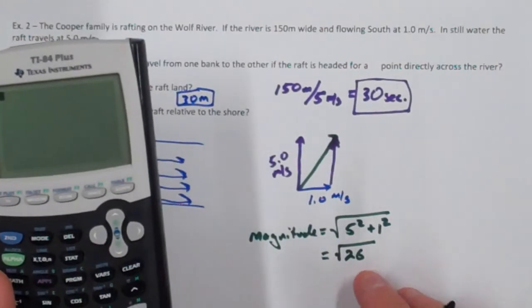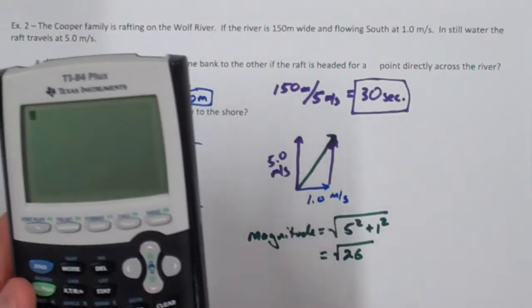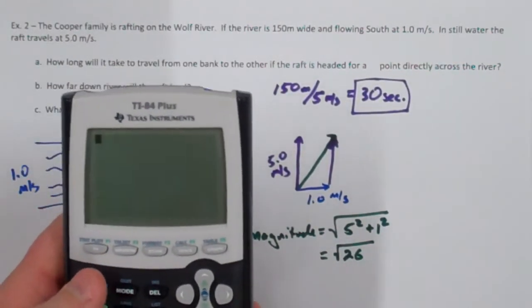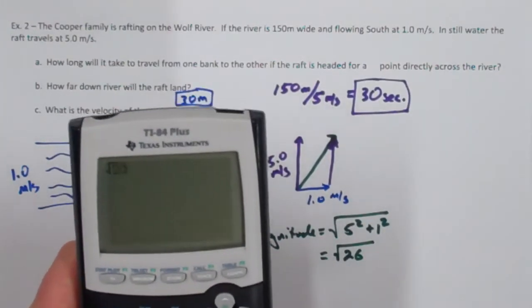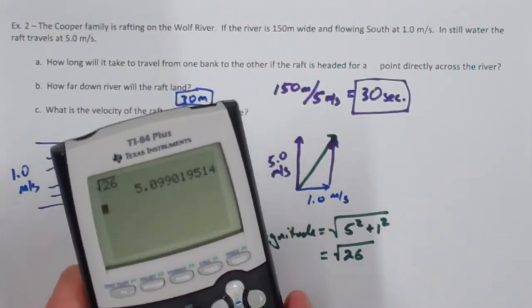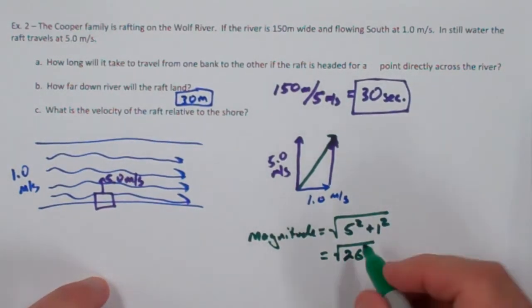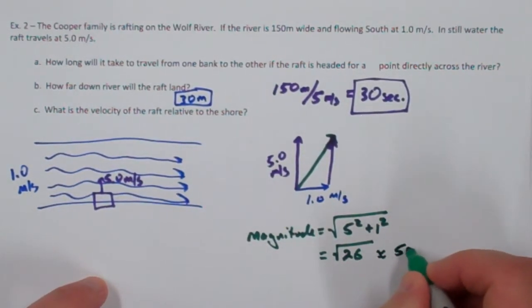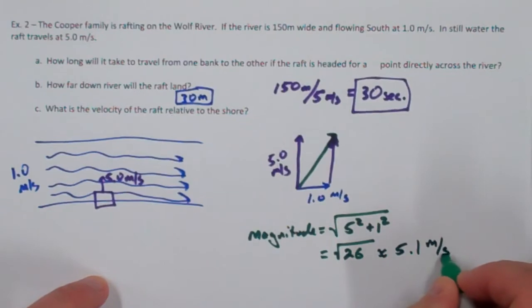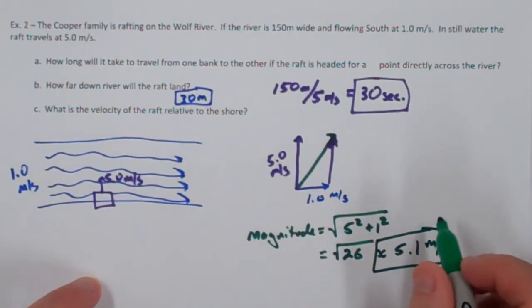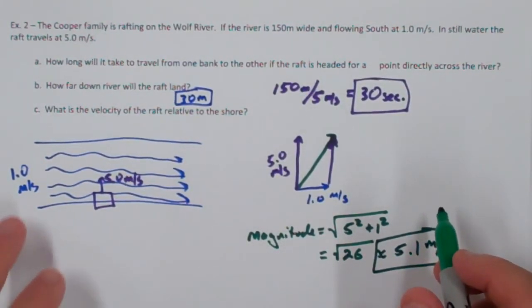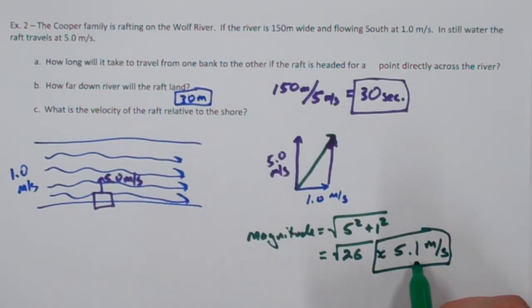It's great to find this exact value, and that's super awesome. However, what we probably will do is round this. So let's round this to the nearest tenth, and that would be 5.1. So this is about 5.1 meters per second. So there's your solution to C. The current is helping a little bit, not much, but a little bit.